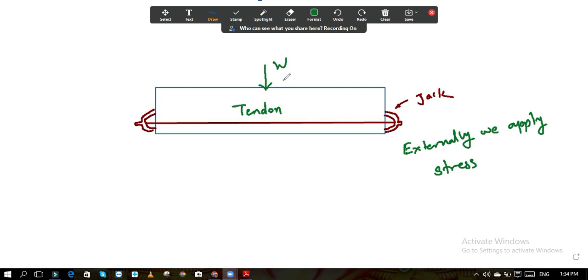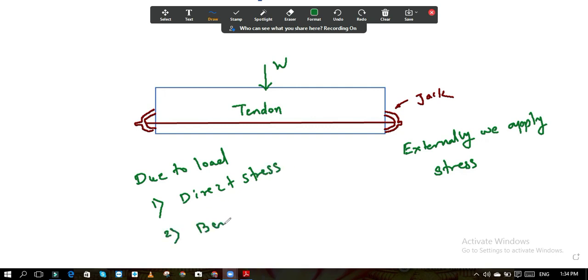So due to load, which types of stresses are developed? Basically two types. First is the direct stress. You know that direct stress is P by A, and second is the bending stress. And what is the bending stress? It is M by Z. You know that this is P by A and this is M by Z. So these two stresses get developed due to load.